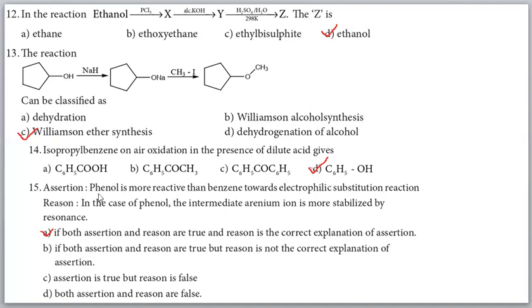Then assertion: phenol is more reactive than benzene towards electrophilic substitution reaction. This is correct, we already studied. Reason: in the case of phenol, the intermediate arenium ion is more stabilized by resonance. This is also correct. Okay, so both assertion and reason are true, and the reason is the correct explanation of the assertion.